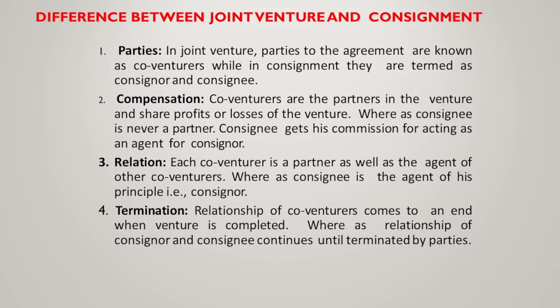One should abide by the rules and regulations of co-venture, joint venture, as well as be an agent for the other co-venturers. So here the principal is a consignor and the agent is the consignee. There is a relationship between consignor and consignee like principal and agent. So he will send the goods and the consignee will sell the goods.